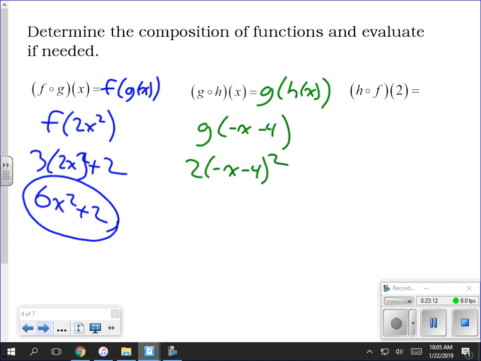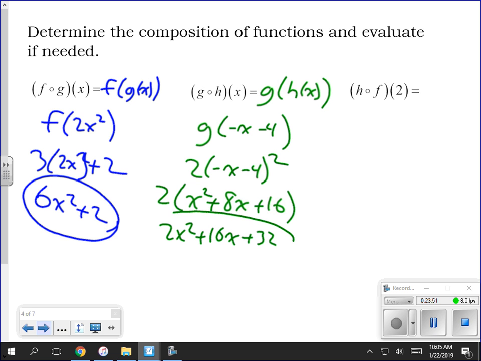That's what G is. So I have 2 times x squared plus 8x plus 16. That's what you get when you square it out. If you want to do negative x minus 4 times negative x minus 4, FOIL it out, combine like terms, you will get the same thing. But I'm squaring. What do you do when you square? Square the first term, get x squared. Multiply the 2 and double it. I get 8x. Square the last term. And then I do 2 times that. So I have 2x squared plus 16x plus 32.